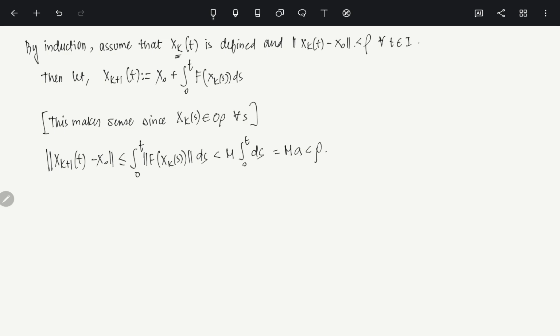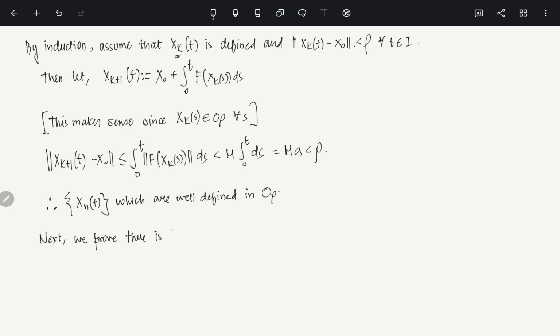So by induction, we have this sequence xn of t, which is well defined in O rho. Clear? Next we have to prove the convergence. We will show that this xn actually converges to some x of t, which happens to be the solution.